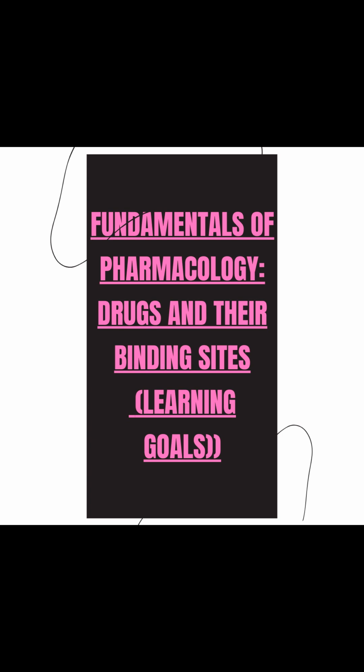Additionally, the overall structural arrangement of a drug molecule can determine its orientation within the receptor's binding site, affecting the strength and specificity of the interaction. Subtle changes in the drug's structure can lead to variations in its binding affinity and selectivity for different receptor subtypes.